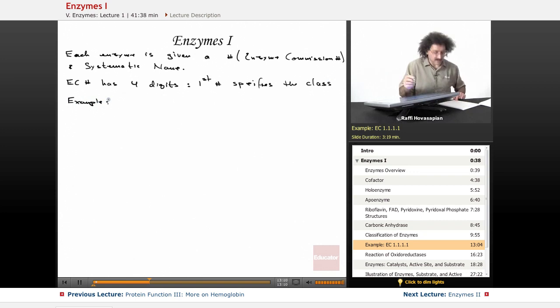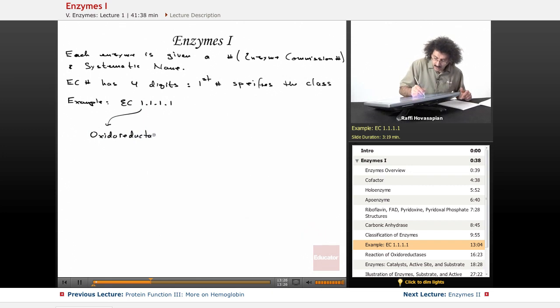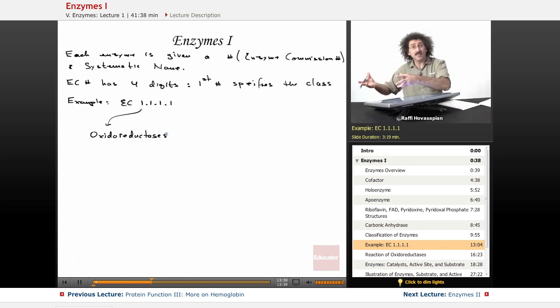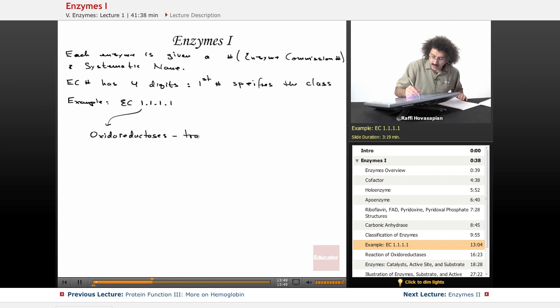And then of course you have your subclasses underneath that. An example would be, let's just take the most basic one, EC 1.1.1.1. So class 1, these are enzymes called oxidoreductases. They are involved in electron transfer, oxidation and reduction, facilitating the transfer of electrons from one molecule to another, from one substrate to another substrate. So that's it. That first number, that's what that specifies.